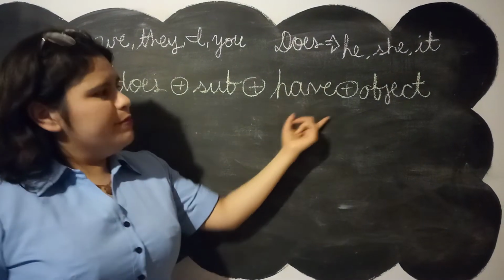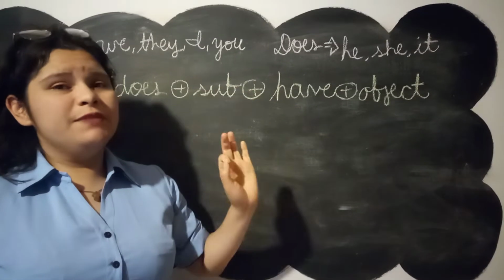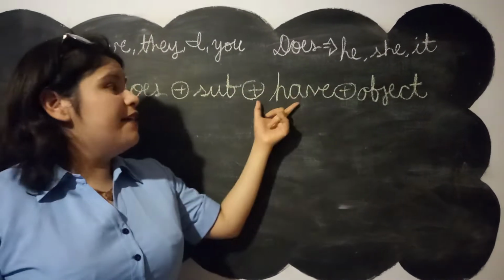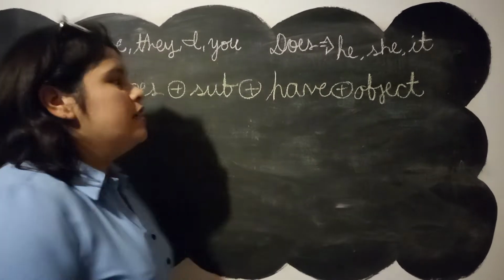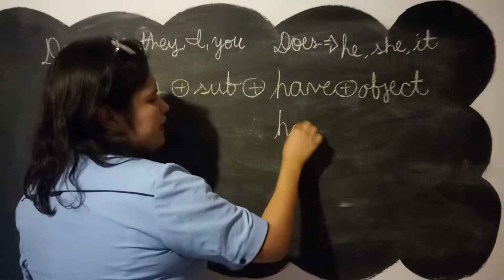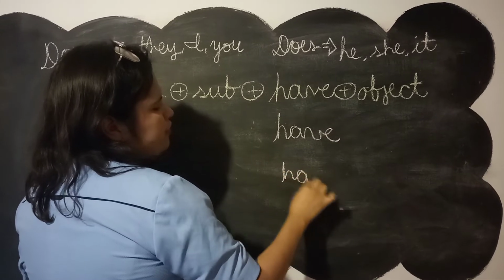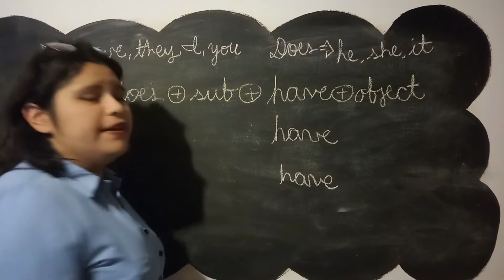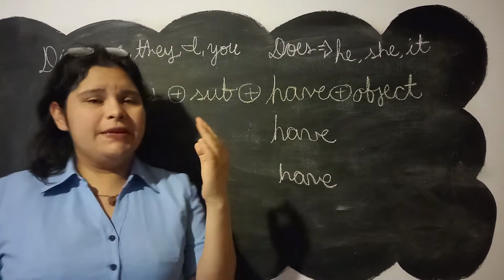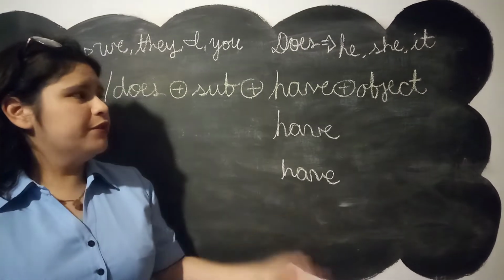The third element, have. It's very important to know that have will not change. Have nunca va a cambiar. Aquí no utilizamos has. Always we're going to use have. It is going to be the third element. Va a ser siempre el tercer elemento.